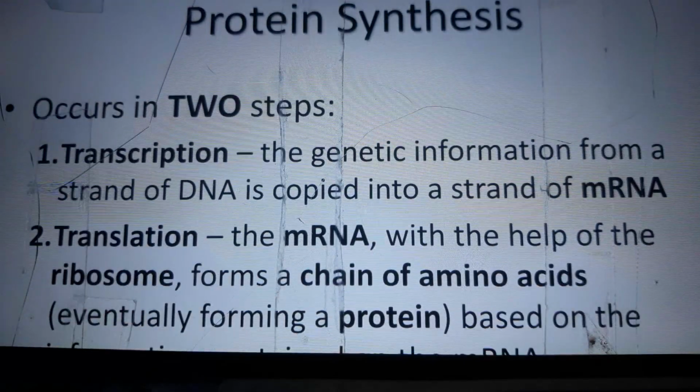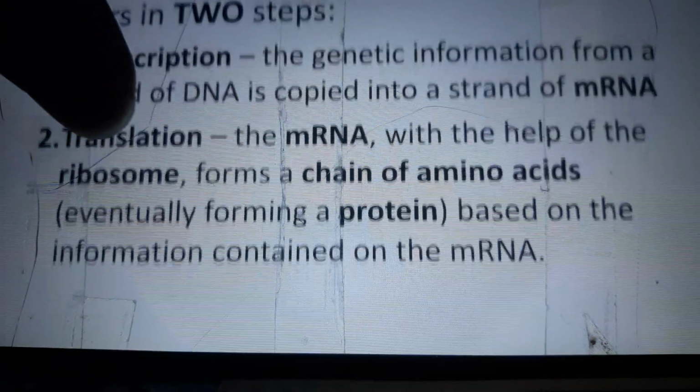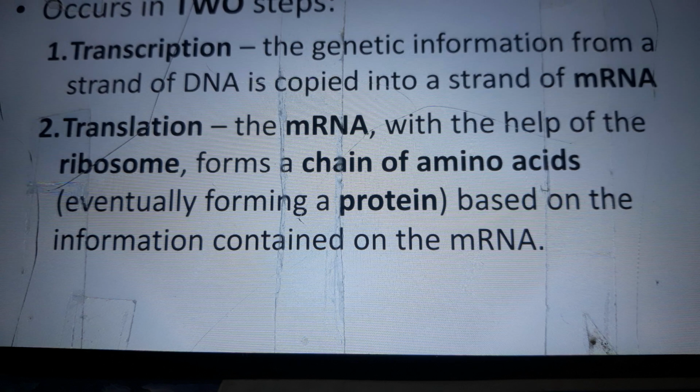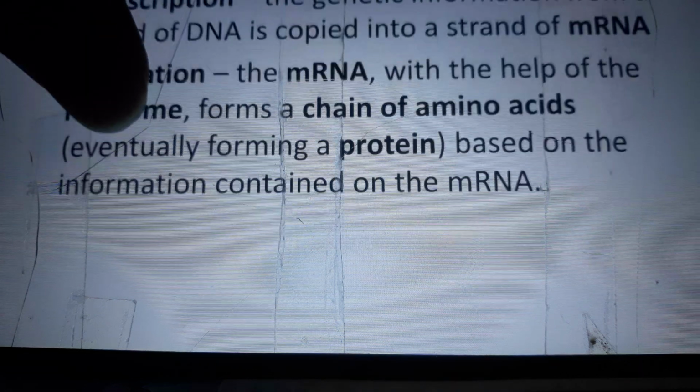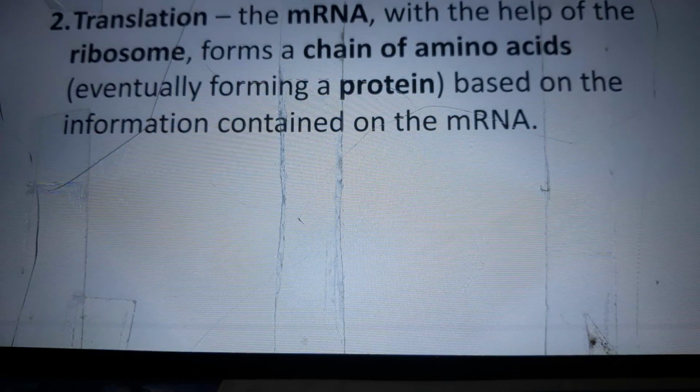Protein synthesis occurs in 2 steps: transcription and translation. Transcription is basically where the genetic information from a strand of DNA is copied into a strand of mRNA. Translation is where the mRNA, with the help of the ribosome, forms a chain of amino acids, eventually forming a protein based on the information contained in the mRNA.